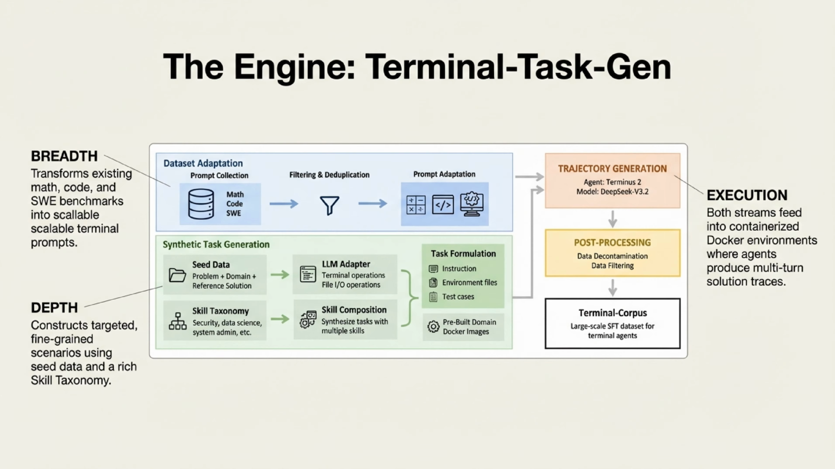To overcome these hurdles, we built an engine called Terminal Task Gen. This system tackles the problem from two angles, breadth and depth. For breadth, it adapts existing math, code, and software engineering benchmarks into scalable terminal prompts. For depth, it constructs targeted, fine-grained scenarios using a rich skill taxonomy. Both of these streams feed into containerized Docker environments, where an agent, powered by DeepSeek v3.2, executes the tasks and generates multi-turn solution traces.